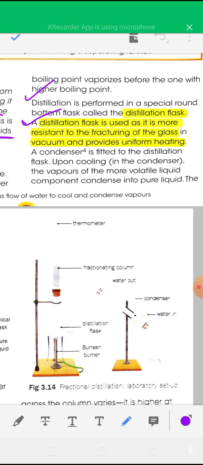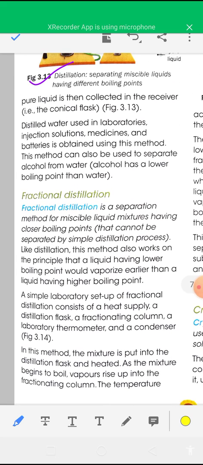In this method, a condenser for cooling is fitted to the distillation flask. Upon cooling in the condenser, the vapor of the more volatile liquid component condenses into pure liquid, and the pure liquid is then collected in the receiver. Distilled water used in laboratories, injection solutions, medicines and batteries is obtained using this method. Using distillation, you can also separate alcohol from water, because alcohol has a lower boiling point than water.